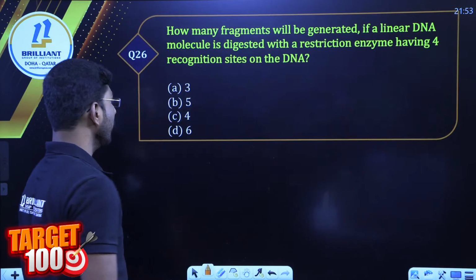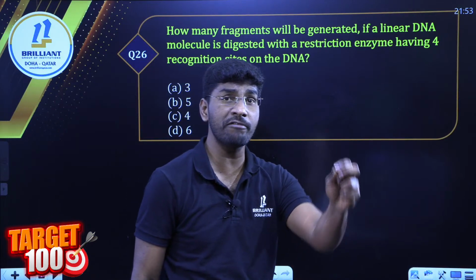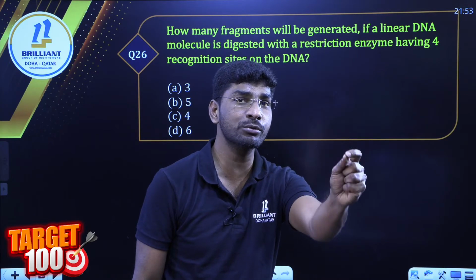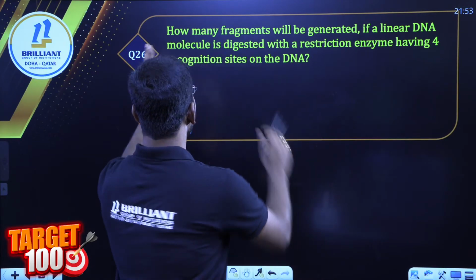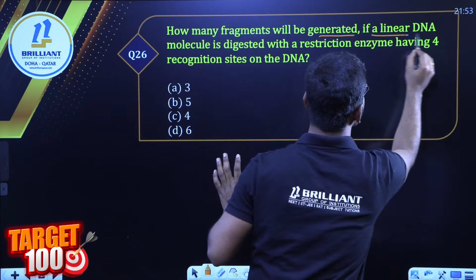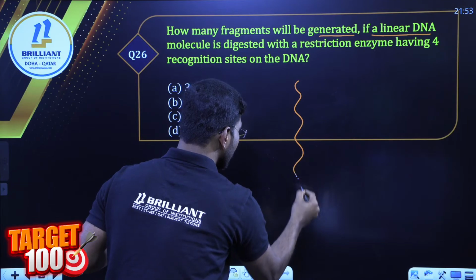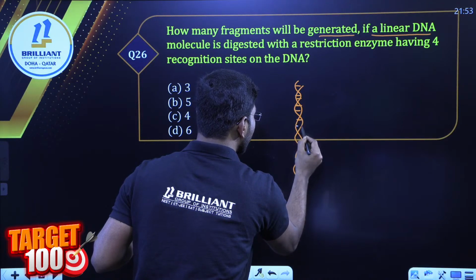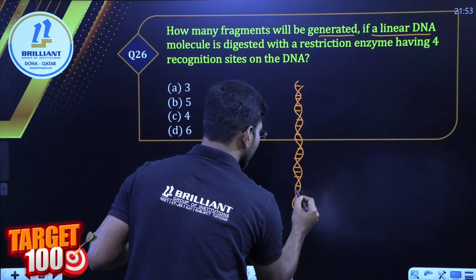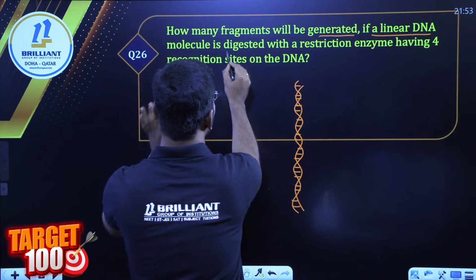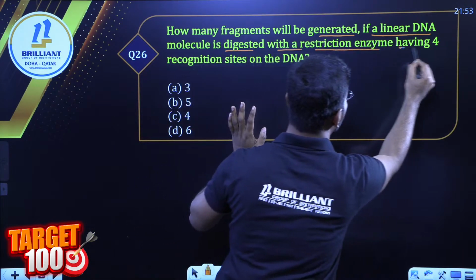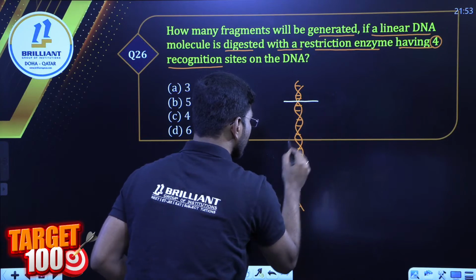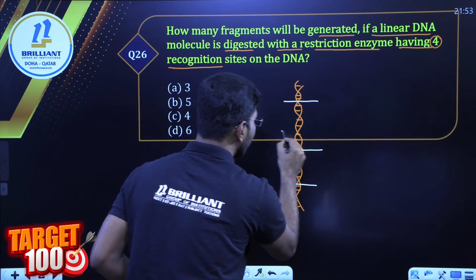Next question. These questions are very important, and the theorists, whoever attends my theory class can do it, but for the other students also I will explain. Can you do this answer? How many fragments will be generated in a linear DNA? This is a eukaryotic linear DNA. I am treating this linear DNA with restriction endonuclease enzyme. The molecule is digested with a restriction enzyme having four recognition sites. Let me take here 1, 2, 3, and here 4 places.